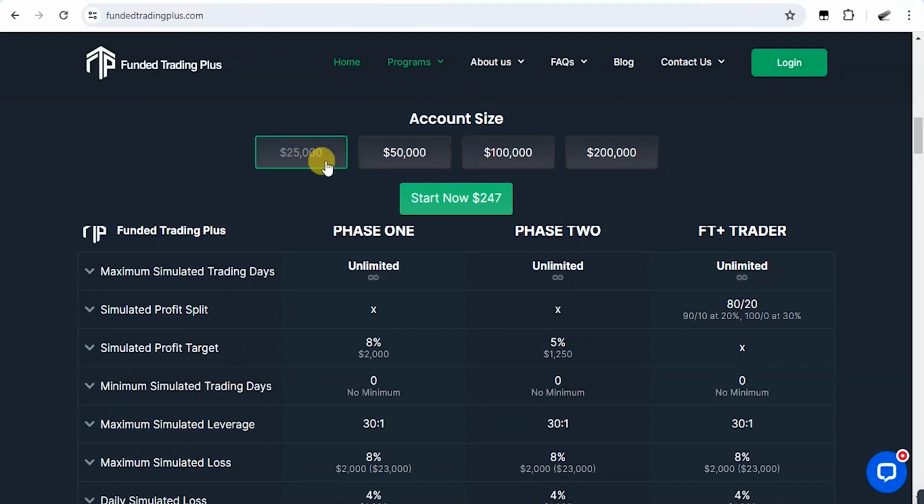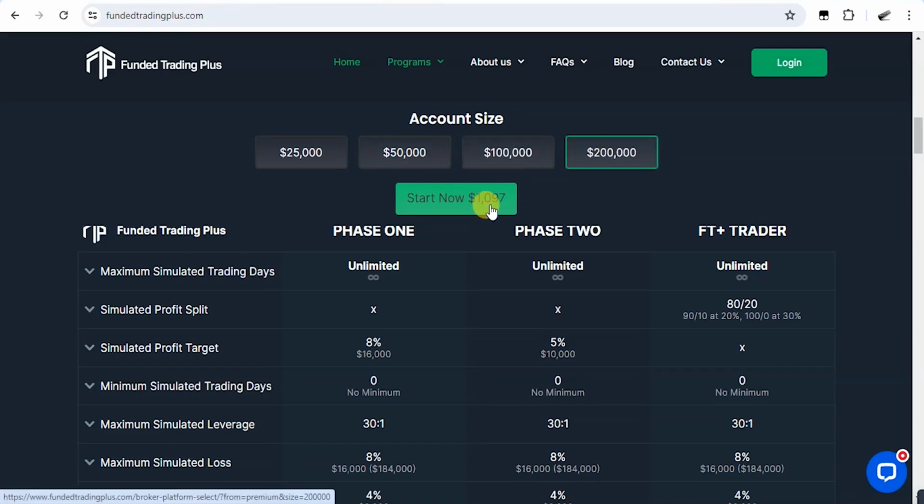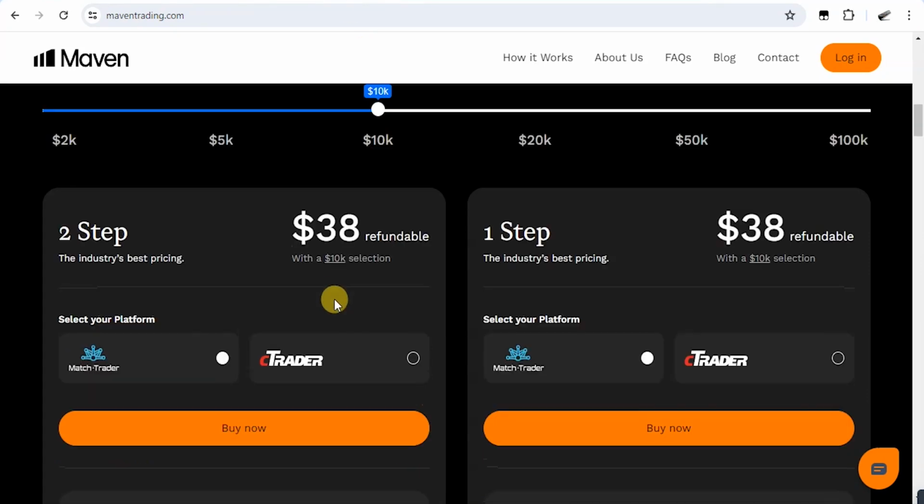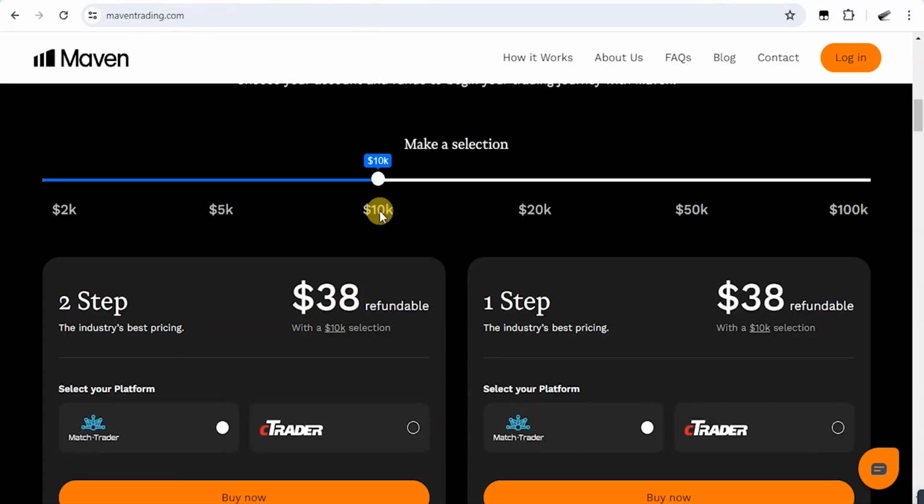Let's look at this $25,000 account. The registration fee is $247, and if you want to go for $50,000, this is the registration fee. If it's 100, this is it, and 200, this is it. So this is money you have to pay in order to take this challenge. When you pass phase 1, you will go to phase 2 and so on. Then for Marvin, you're expected to pay $38 for a $10,000 account. This is your registration fee, and it can be refunded if you pass the challenge.